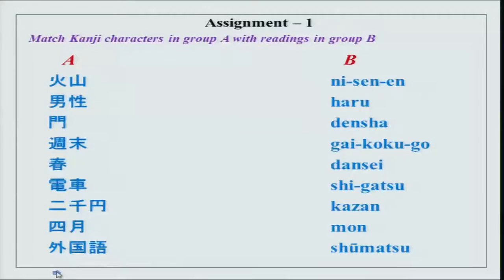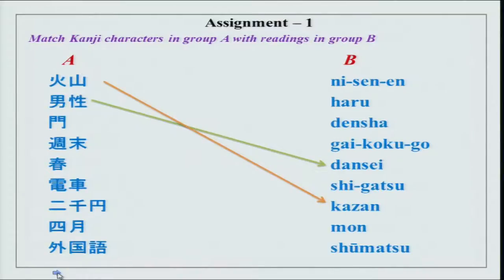But before that, as we always do, we will go over the assignments, and let us see what we have here in the beginning. The first one, as always, is kanji. The kanjis are here and the readings are given here. So well, equivalents are written in Roman. So the first one is kazan, which is a volcano.